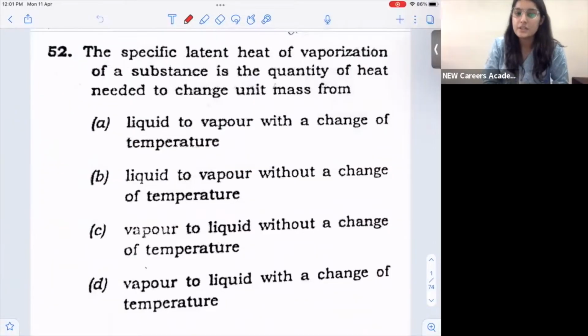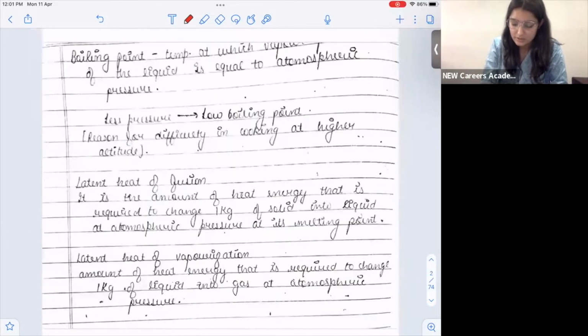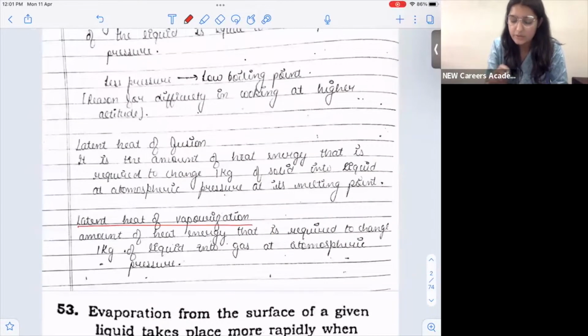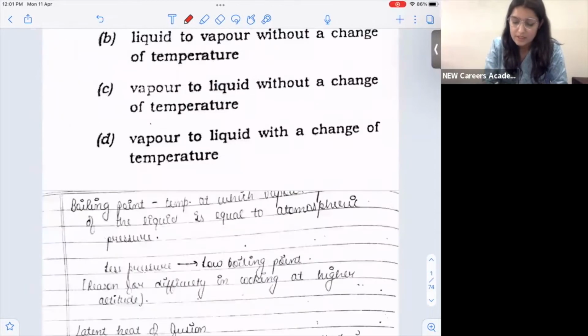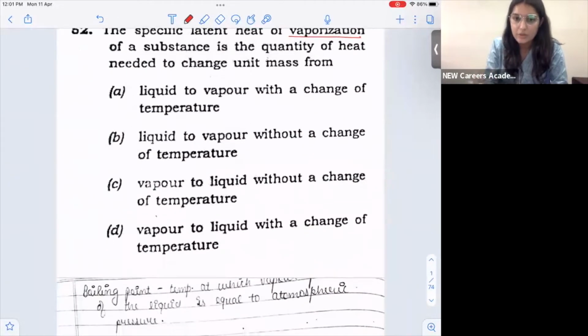claim. The specific latent heat of vaporization of a substance is the quantity of heat needed to change unit mass from. So see, heat of vaporization. Vaporization means to convert into vapor. Obviously, liquid will be converted into vapor. And this is mentioned in notes also about latent heat of vaporization. So, this is the heat energy needed to convert liquid to vapor without a change in temperature. So option B is correct answer.